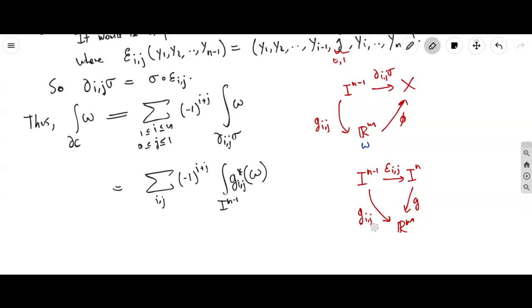So it's convenient to realize that we have a form over here, right? We have a form that we're pulling back. When you pull back this form using this mapping, because this diagram commutes, that's the same thing as pulling it back using G and then pulling it back like this. So we can therefore rewrite this and say this is the sum over i, j, of i plus j, the integral over I^(n-1).